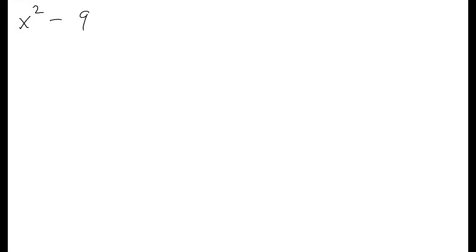Okay. Here's a binomial, but it's a special binomial. And you're going to have to look out for these. One, you're looking for a binomial. Two, you're looking for both of the terms being perfect squares. In this case, x squared is the square of x. Okay, it's pretty obvious. 9 is also a perfect square because it's 3 squared. And these factor in a very special way.